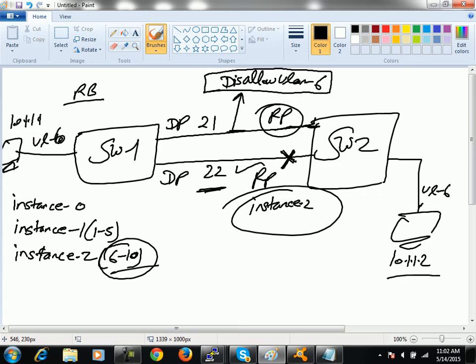Yes. So if you get any type of question related to MSTP, I think now you must be able to solve it. So remember, this type of problem can occur in terms of MSTP only. This type of problem will never occur in case of PVST plus or rapid PVST plus, because in that case, if you disallow VLAN 6 on this 21, it will be allowed on 22, and this 22 will become RP automatically. So this type of problem can occur in case of MSTP only.